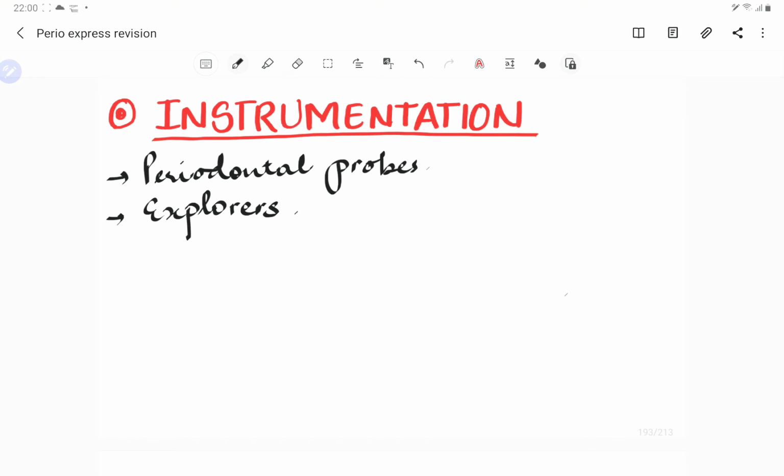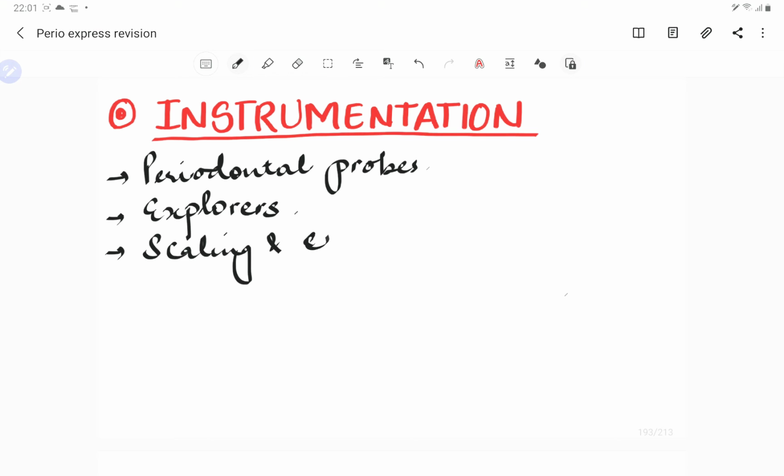These are all the instruments which we use to remove the plaque, or the calcified plaque, which we call the calculus, or any calcified deposits if they are present on the root surface. Suppose in case of removal of altered cementum from the subgingival root surface, or if we want to debride the lining of the pocket, then we are curetting. So there are certain instruments which we use for scaling and curettage, and that also we are going to cover in this part of the video.